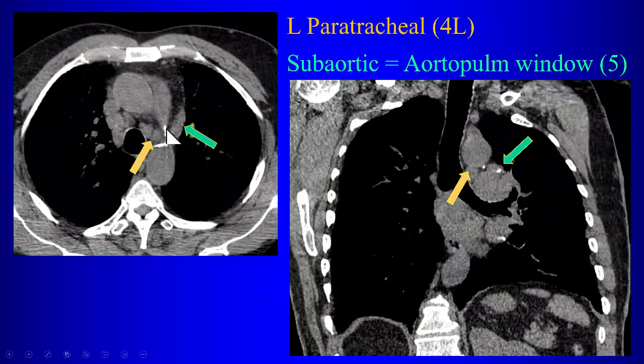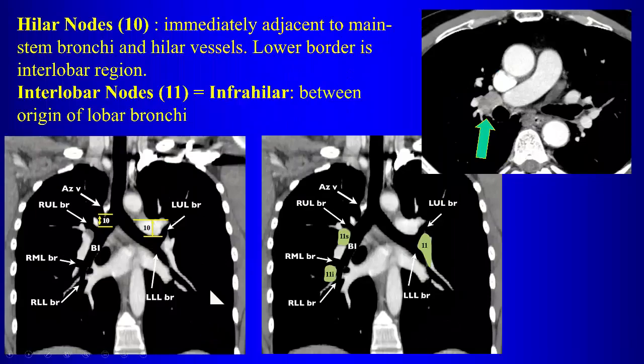Another very nice example where we actually see the ligamentum arteriosum here calcified. So your left paratracheal nodes are medial to the ligamentum arteriosum. The aortopulmonary window lymph nodes are lateral to the ligamentum arteriosum. So use these terms accurately when you're describing lymph nodes on your CT scans.